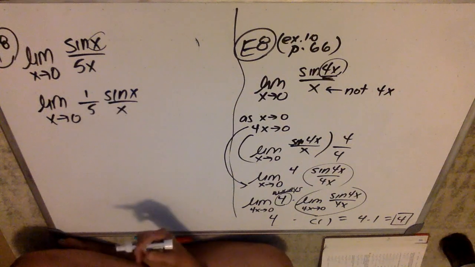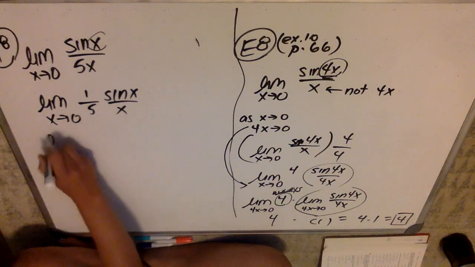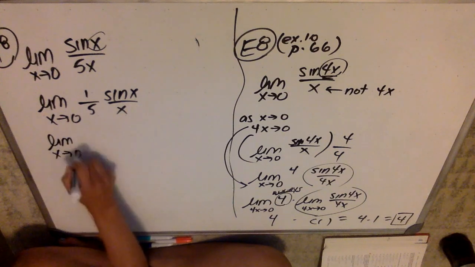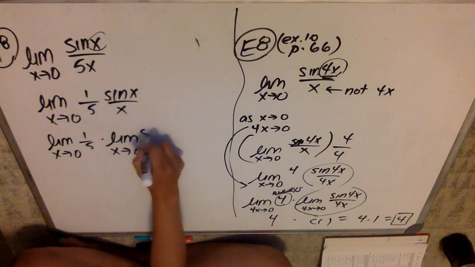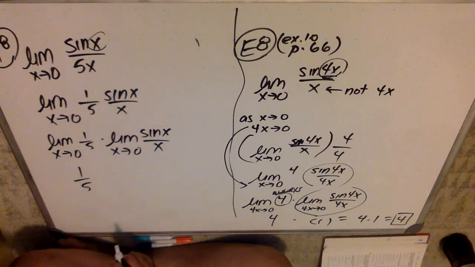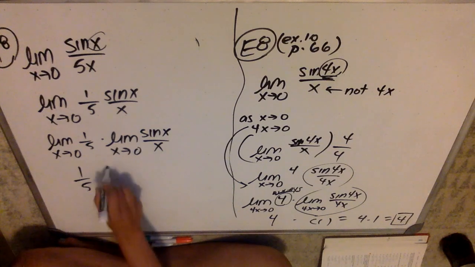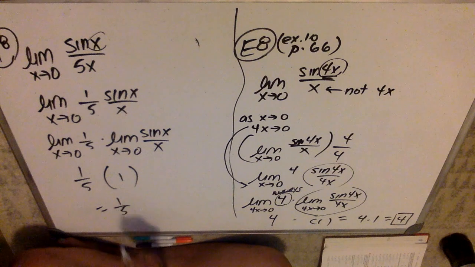Because that's a 1 over a 5, right? There's no number inside the sine. So this is the limit as x approaches 0 of 1/5 times the limit as x approaches 0 of sine x over x. Well, that's a 1/5 because there's nowhere to plug in. It's just always a 1/5. And we've established that this is one of those memorized limits that's a 1, so my answer is 1/5.